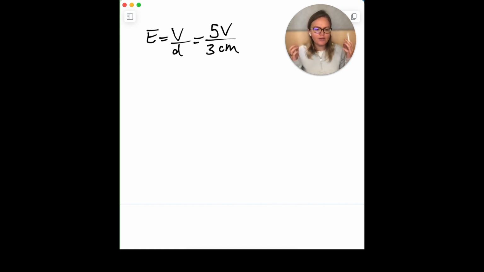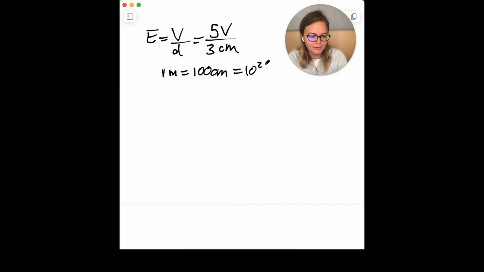So with our units, we always want to get our SI units, right? And we know centimeters are not an SI unit. So we want to go ahead and convert those centimeters to our SI unit for length, which is going to be meters. And we know that one meter is equal to 100 centimeters, or 10 to the 2 centimeters. So then if we have something like 3 centimeters, we're going to move our decimal point 2 places to the left because we're going from a really small quantity to a bigger quantity. So we want to get a smaller number, right?